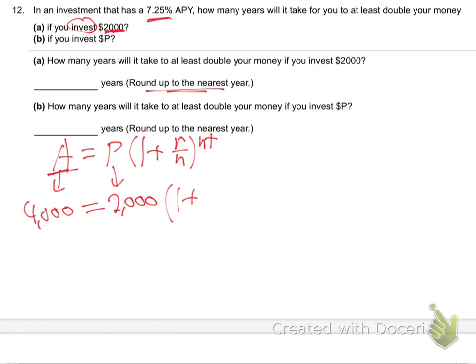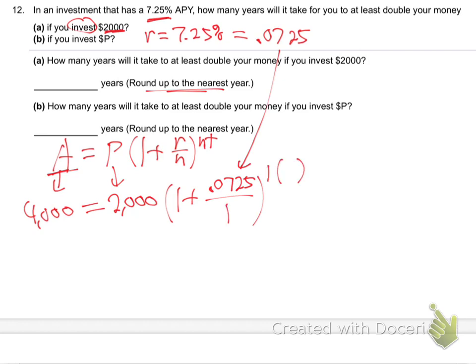It's 7.25%, but you have to change it to a decimal: 0.0725. Move the decimal back 2 places. What's in here for N? It's compounded annually, so just one. And how long? You don't know, that's T. That's weird, isn't it? Time is what we don't know. We're wondering what the time is, so we have to find time.